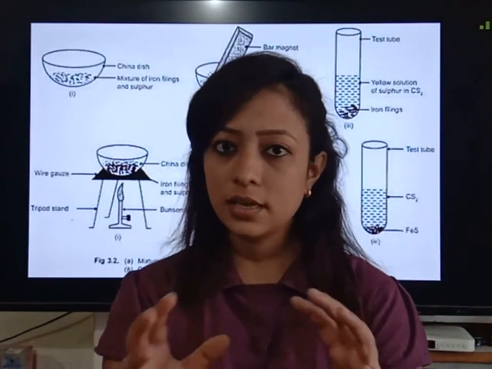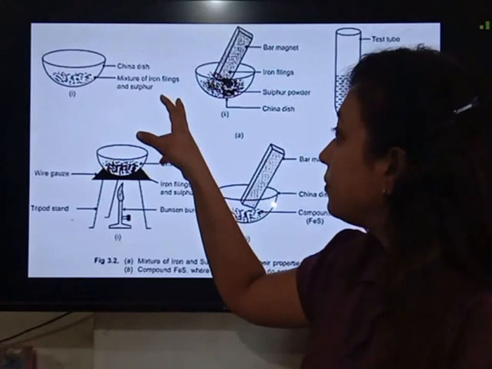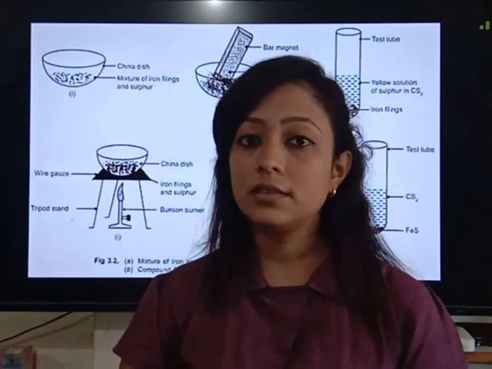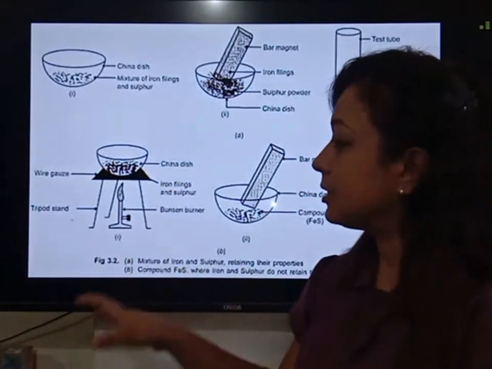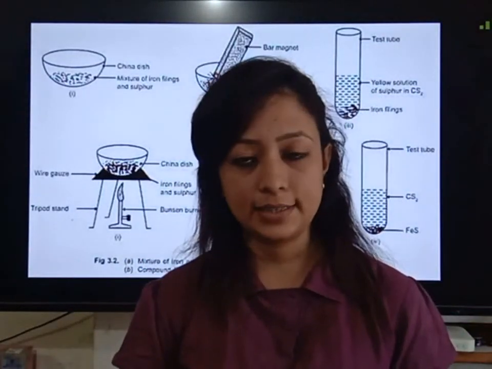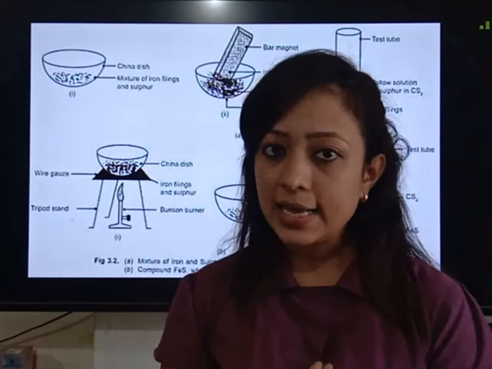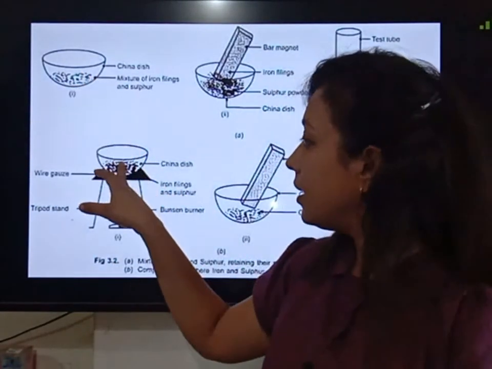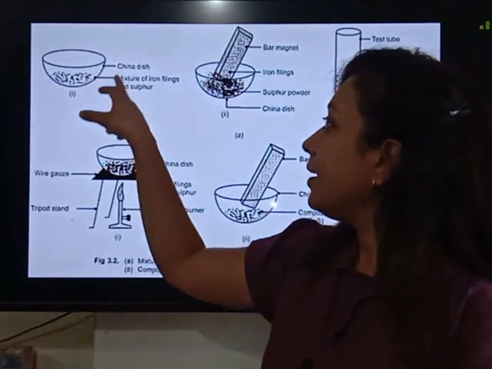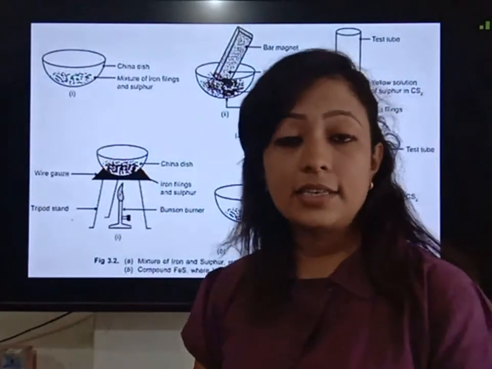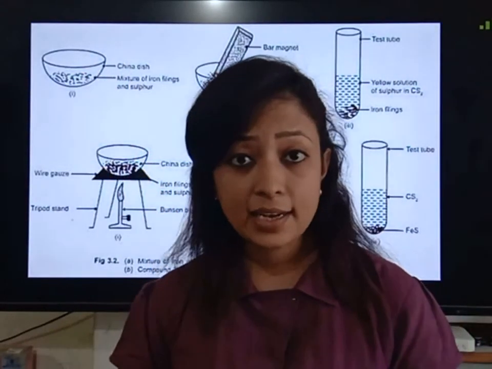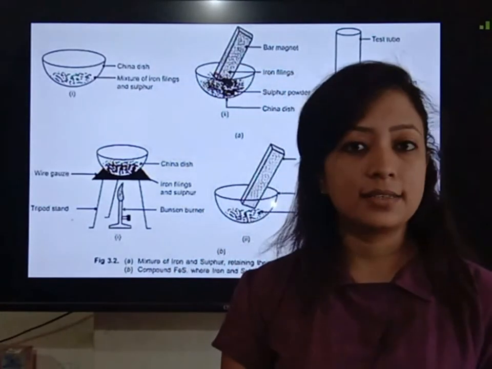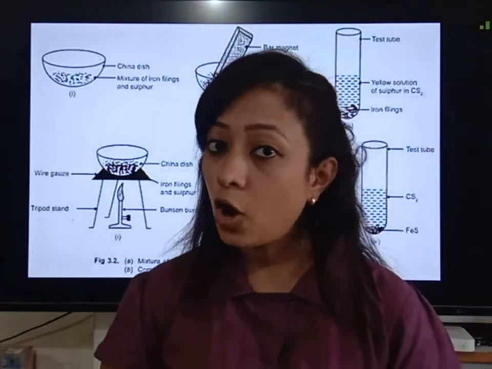So children, this is about your activity of reaction of iron filling with the sulfur. Now last step of this activity is addition of acids. Children, if we add acid into the mixture of iron filling and sulfur, here is the mixture, here is the compound. So when we add acids such as HCl, that is hydrochloric acid, or H2SO4, that is the sulfuric acid, then what you will observe?